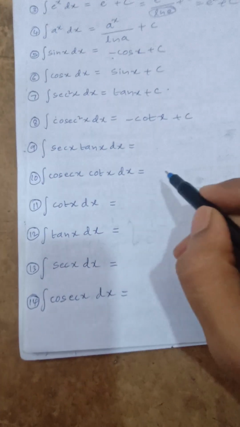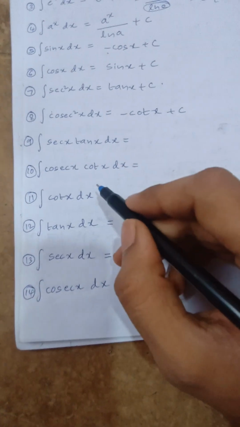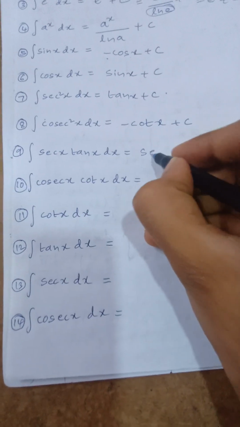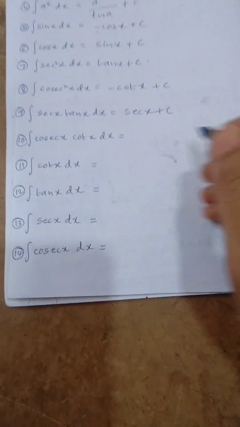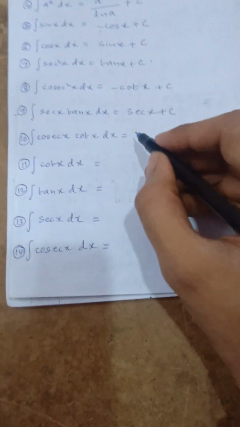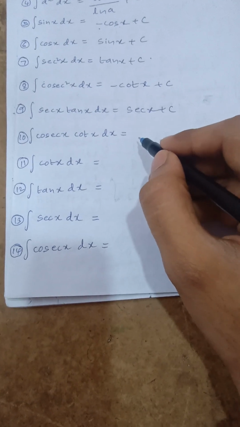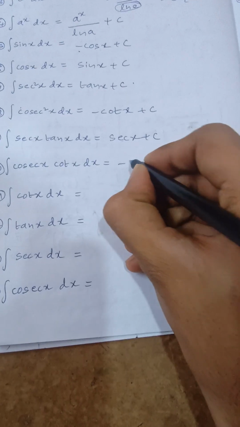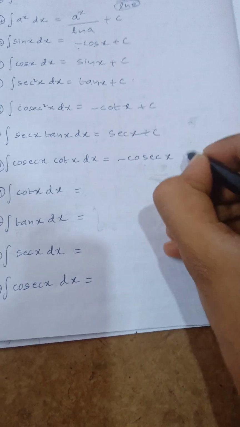Integration of secant x tan x dx: differentiation of secant x is secant x tan x, so the answer is secant x plus c. Integration of cosecant x cot x dx: differentiation of cosecant x is minus cosecant x cot x, so the answer is minus cosecant x plus c.